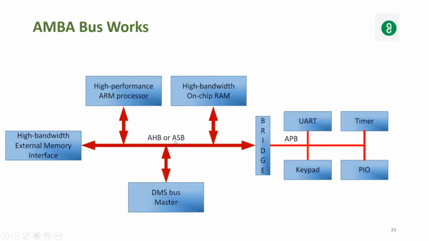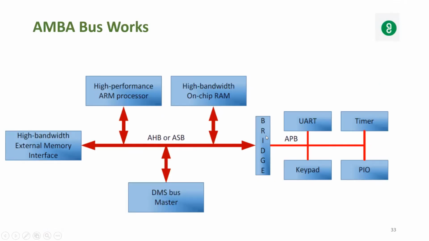What it does is use a high performance ARM processor, high bandwidth on-chip RAM, a high bandwidth external memory interface, and a DMA bus master. All of this is communicated through a bridge and the high bandwidth external memory interface. All these devices are communicated through AHB or APB.